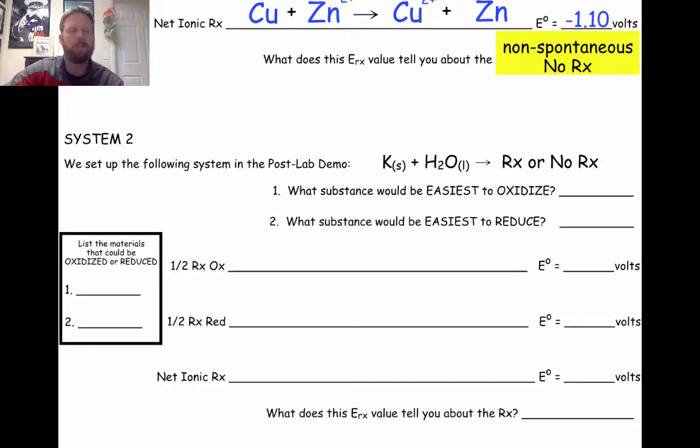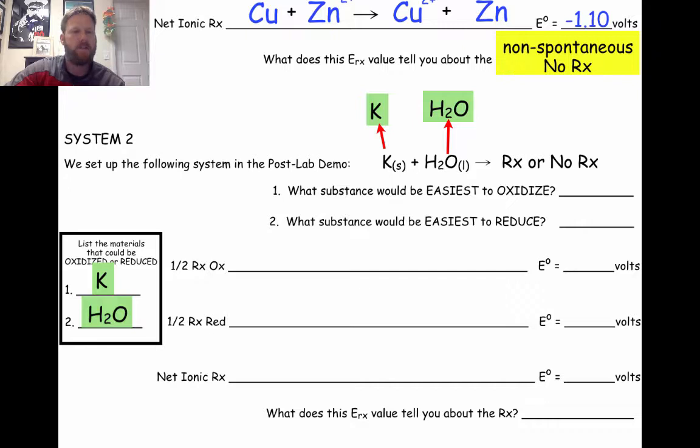This one should be a little bit easier because potassium and water are your only reactants, and one of them is going to be oxidized, the other is going to be reduced. Since they are a solid and a liquid, we don't have any AQs. We don't need to worry about splitting anything up into ions. Our list is simply K and H2O.